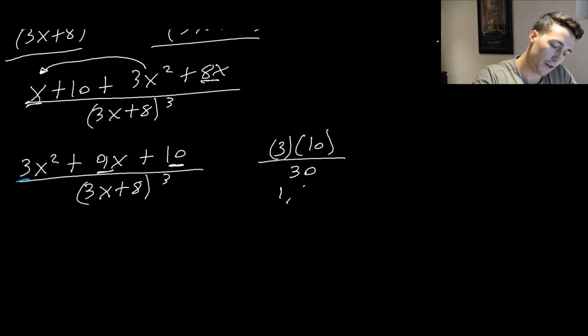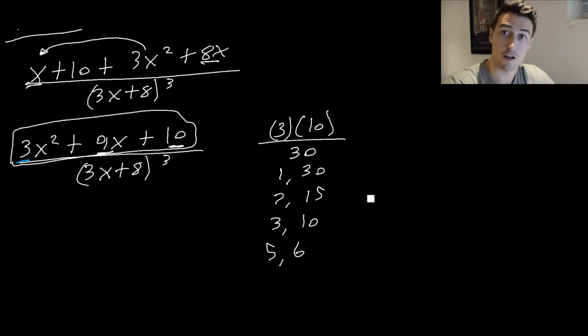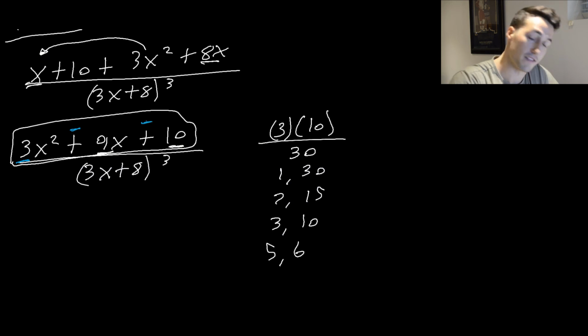So if we do 1 and 30, there's 2 and 15, there's 3 and 10, what else? There's 5 and 6. So if we look at all these factors of 30, we realize since everything's positive here, right, there's this positive 9x and this positive 10, these factors are all going to be positive as well. So 1 plus 30, that's 31, 2 plus 15, well that's 17, 3 plus 10 is 13, and 5 plus 6 is 11. So none of those factors actually added up to this 9x, which is what we're looking for.